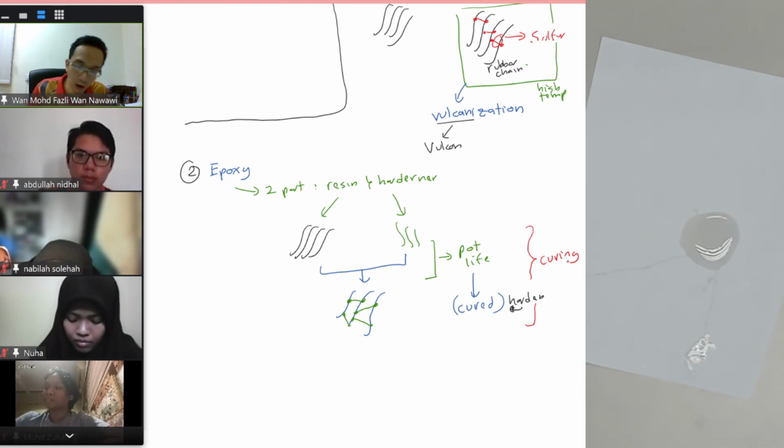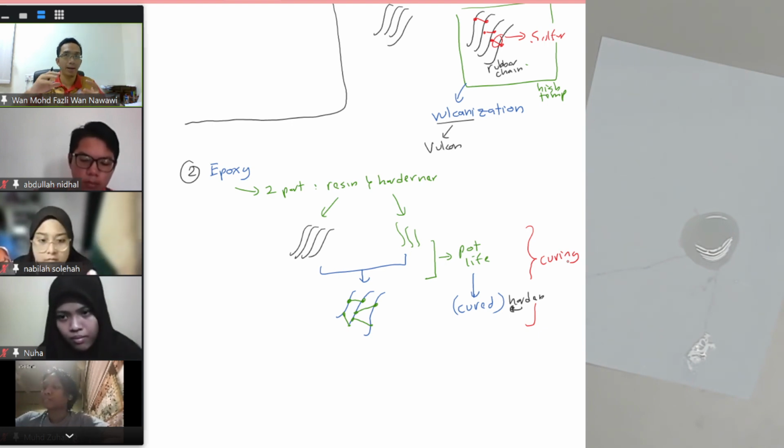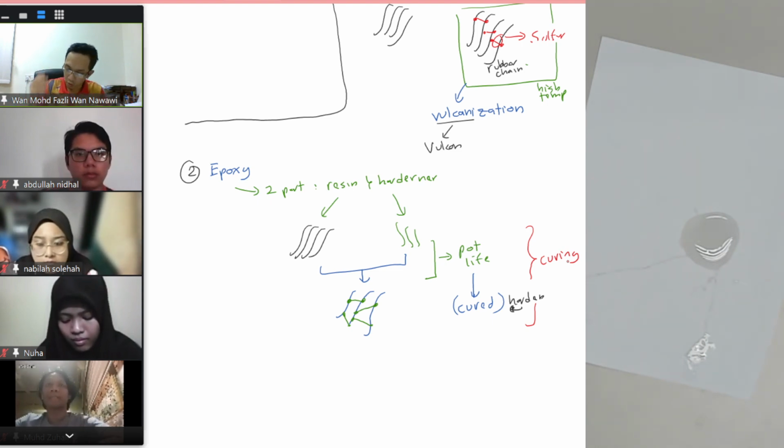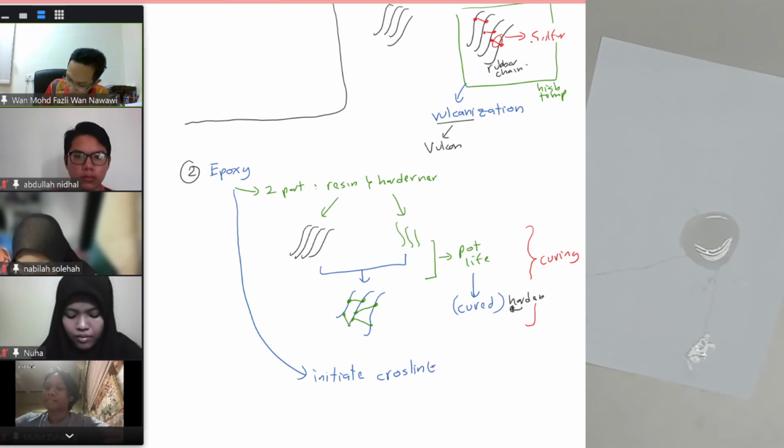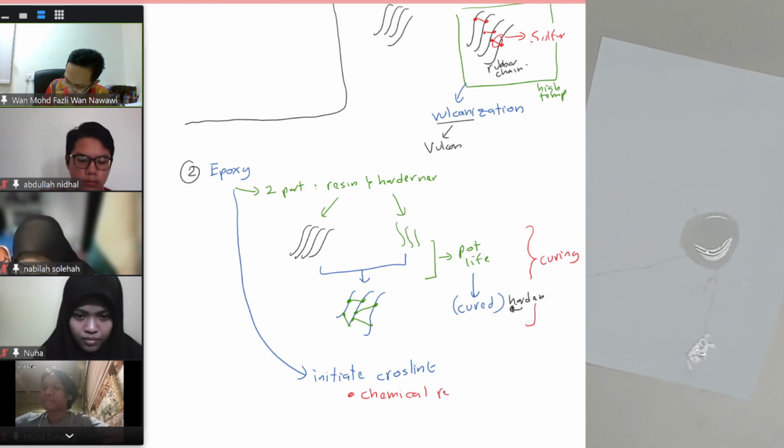So that's an example of what we call the epoxy. With this epoxy, the reaction is initiated by a chemical reaction. Because you have the hardener and the resin, you combine them together and the chemical reaction happens. So with epoxy you can initiate the cross-link. What you saw just now is you initiate the cross-link using a chemical reaction.